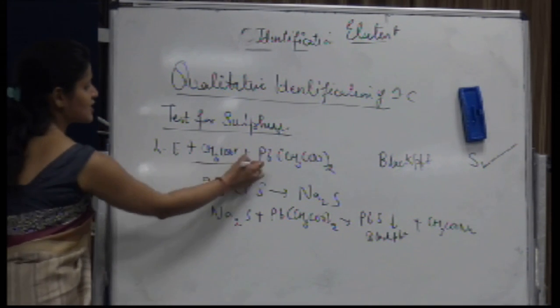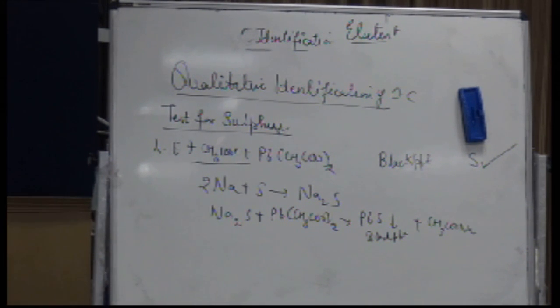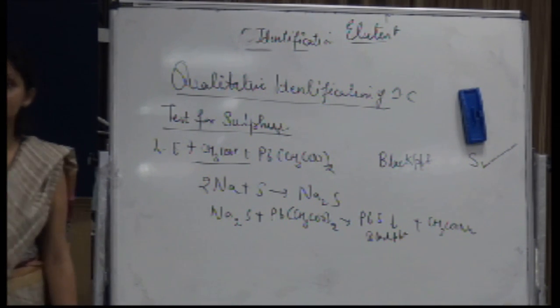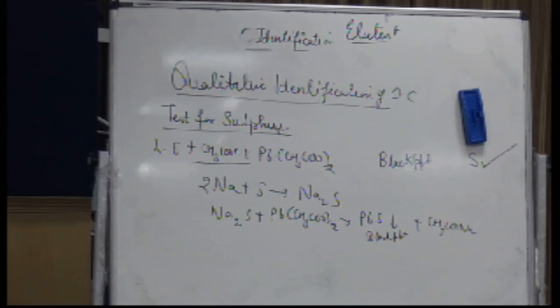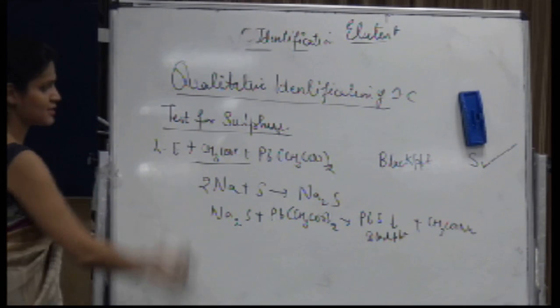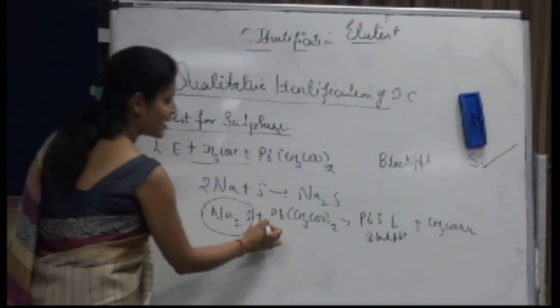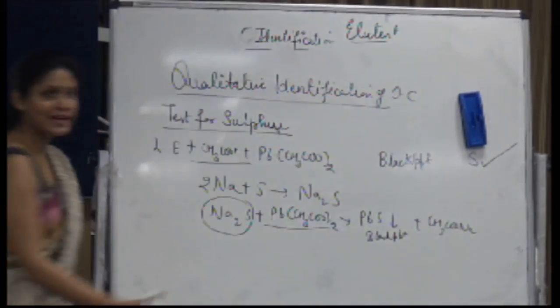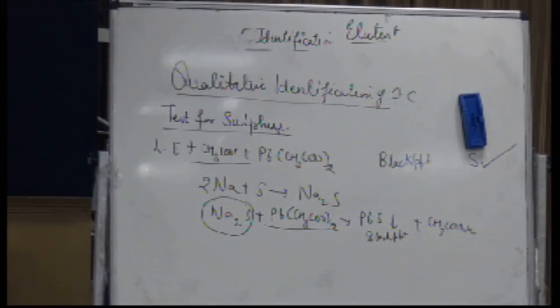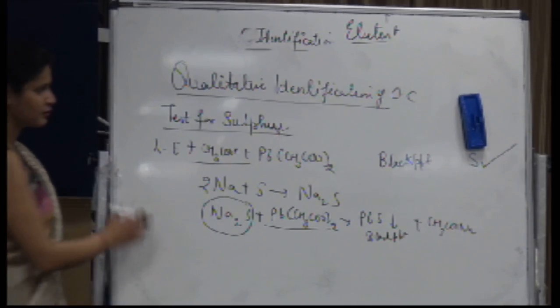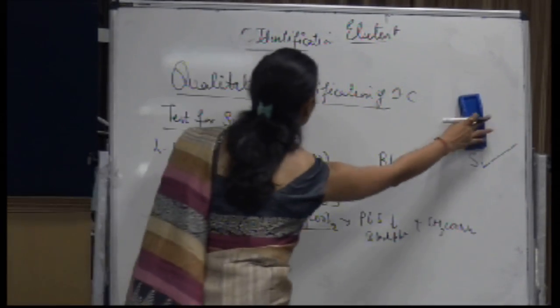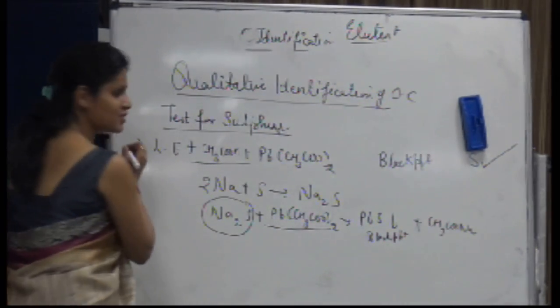This acetic acid was to provide an acidic medium. Because I know Lassaigne's extract is basic in nature, to neutralize that basic nature I have added the acetic acid. Otherwise, the reaction is only with the sodium sulfide and lead acetate to form lead sulfide, which is black in color. Okay. This was the first test for sulfur.